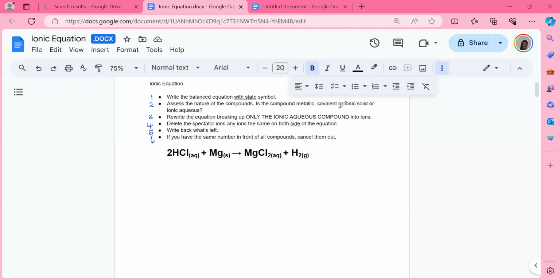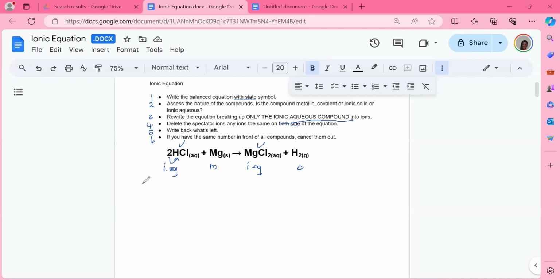Is the compound metallic, covalent, ionic solid, or ionic aqueous? So here we have an acid. Acids are ionic aqueous. Here we have a metal. Metal is metallic. Here we have magnesium chloride, which is ionic aqueous. And we have hydrogen gas, which is covalent. Then it says, rewrite the equation, breaking up only the aqueous ionic compounds into ions. So I'm going to be breaking up these 2 compounds into ions and write back everything else as is.